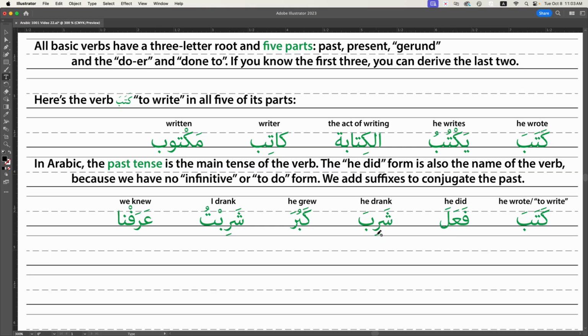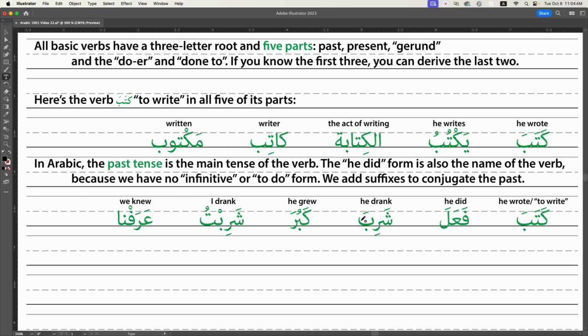Shariba, and here its middle vowel is a kasra instead of a fatha, means he drank. Kabura, and here its middle vowel is a dhamma rather than a fatha, means he grew or aged or got larger. Kabir is big. You can see where it comes from.